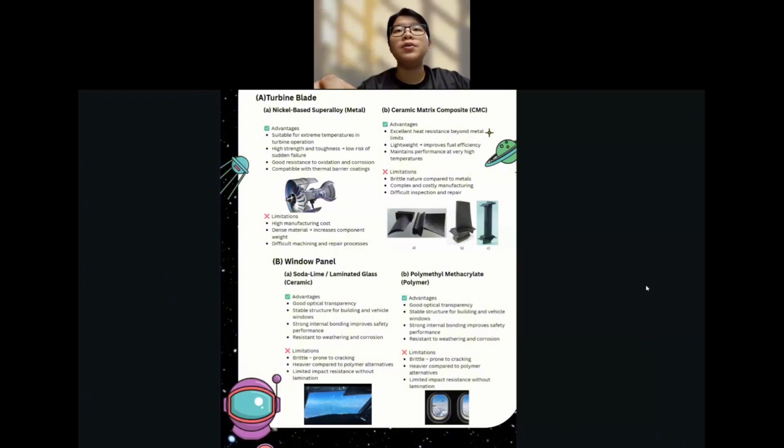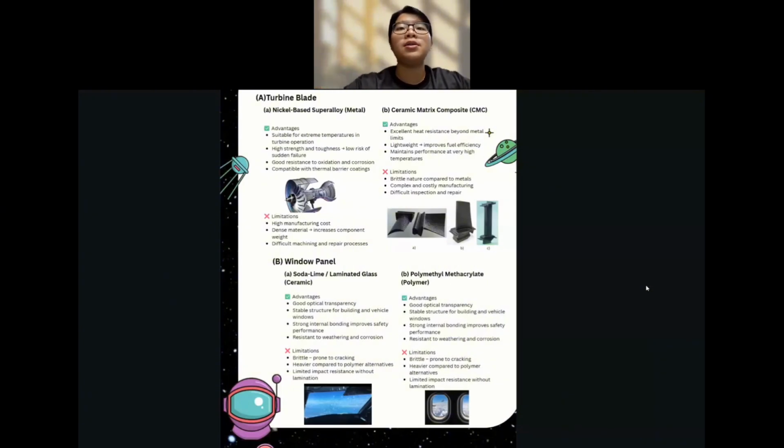It also has high strength and toughness, reducing the risk of sudden failure. In addition, it provides good resistance to oxidation and corrosion and works well with thermal barrier coatings. However, this material has a high manufacturing cost, is denser, which increases weight, and is difficult to machine and repair.